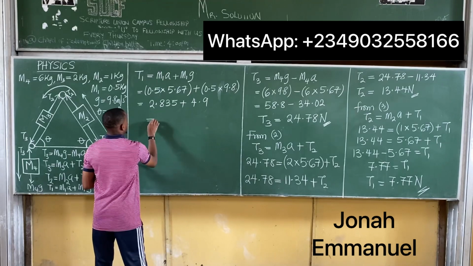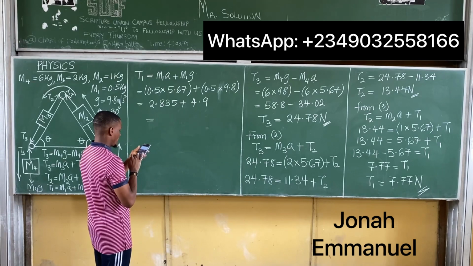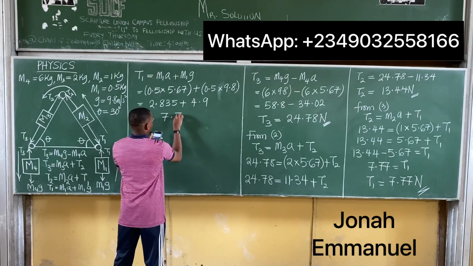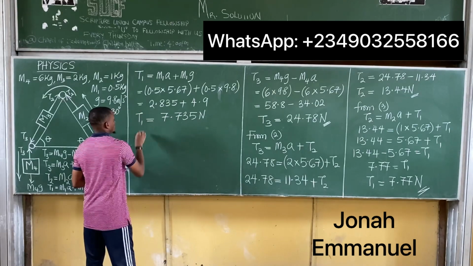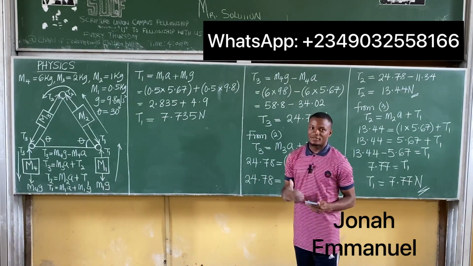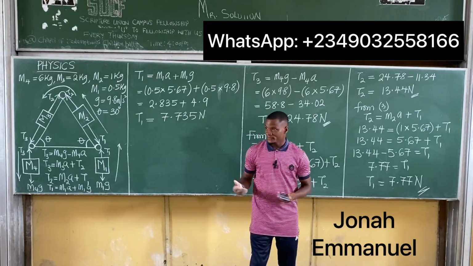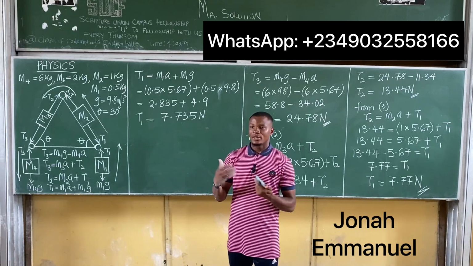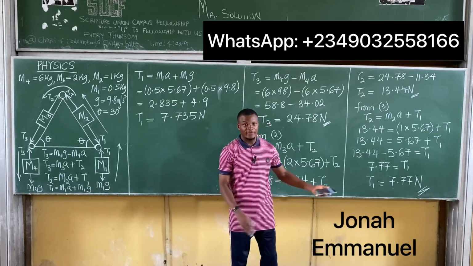All right, so combine these values. I have 2.835 plus 4.9. I'm having 7.735 Newton as T1. So if I look at the value of T1 here and T1 here, they are almost the same thing, something around 7.7. So that means the whole stuff is correct. Now, the reason for the difference in value is because of friction. Friction somehow is the reason why we have a little difference in tension.